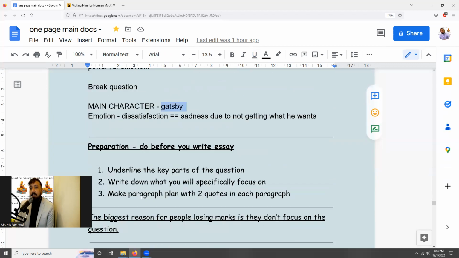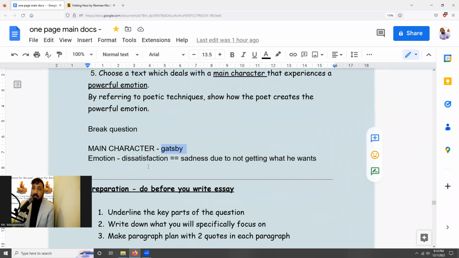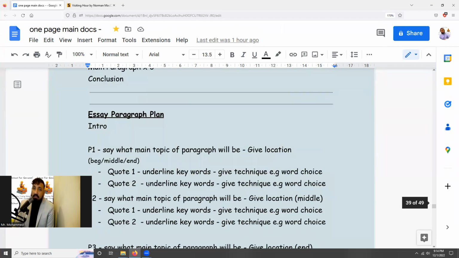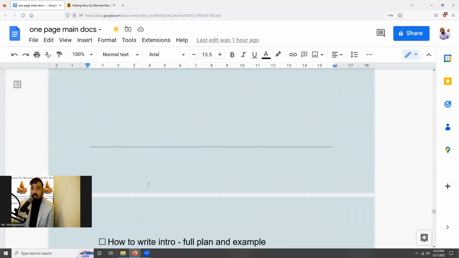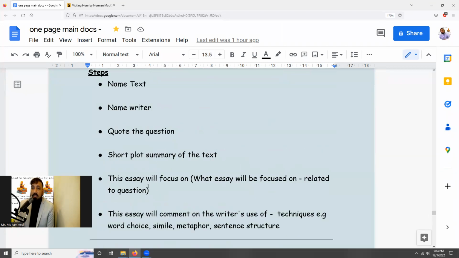So, for example, here I was talking about Gatsby, so the main character would be Gatsby. The emotion would be sadness. If it's Visiting Hour, I would be talking about the speaker and the emotion of sadness again. So I'll say this essay will focus on, and here I would say the emotion of sadness.